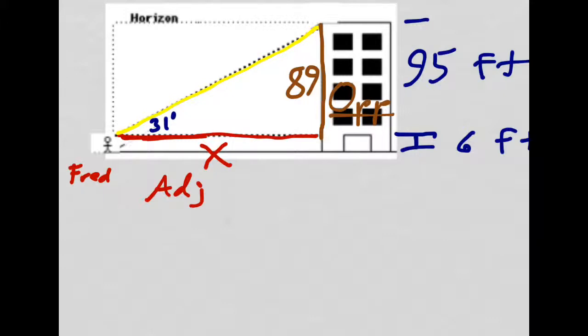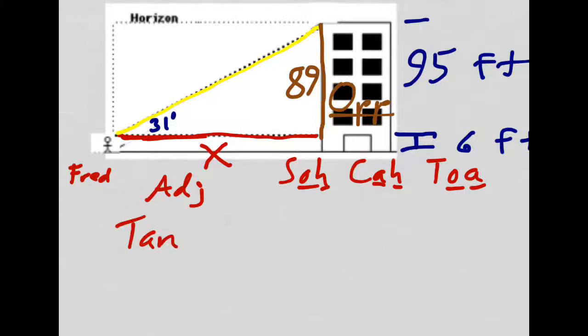And remember, from SOHCAHTOA, so OH, no, that doesn't work. That's opposite over hypotenuse. AH, no, that's adjacent over hypotenuse. TOA, OA, opposite over adjacent. So the tangent of that angle right here, 31, equals our opposite over our adjacent right here. So opposite is 89 over adjacent is X.